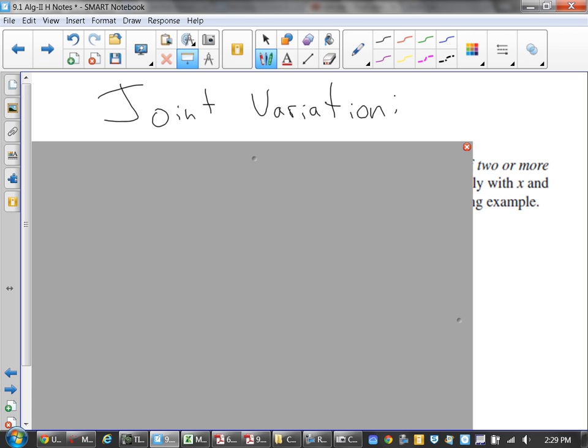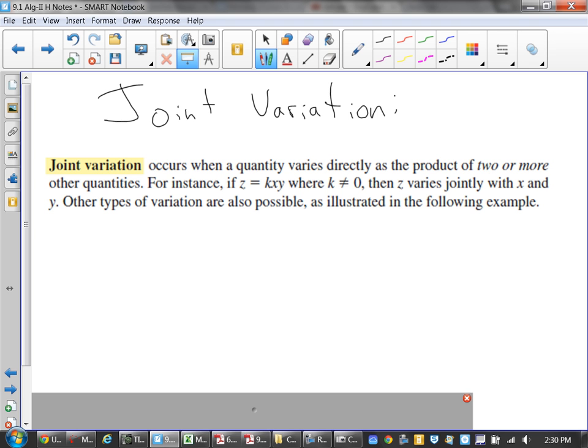And when we're talking about the joining of more than one thing together, we're looking at it in terms of multiplication. So if I want to say something like z varies jointly with x and y, there's still some value of k, but I'm bringing in two variables. I just multiply them together. So what you're looking at here with joint variation is you're using two or more variables together.